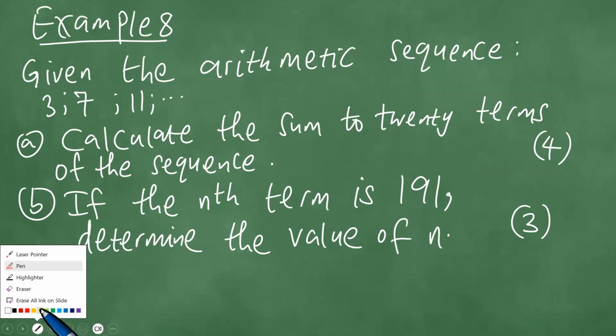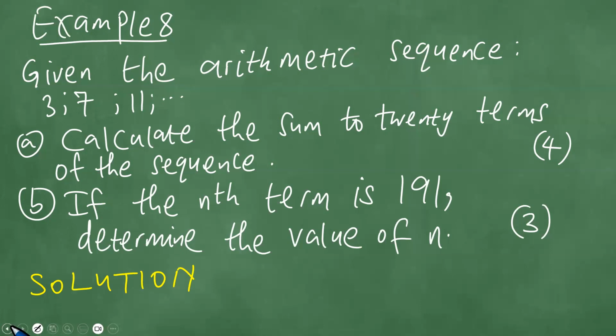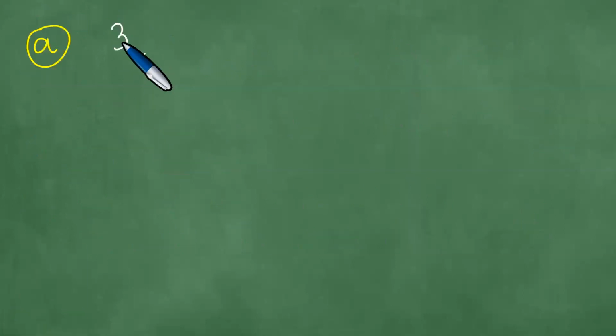So at this point, we are looking for the solution to this. What is the solution to this? To find a solution and to calculate the sum to 20 terms of the sequence is to write down the question first. So we proceed to look at A. We have 3, 7, 11.